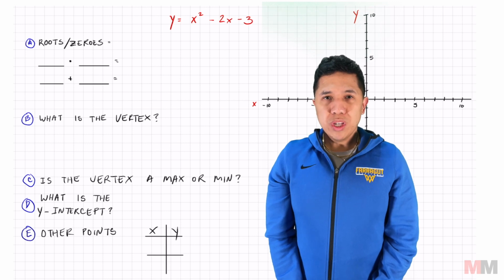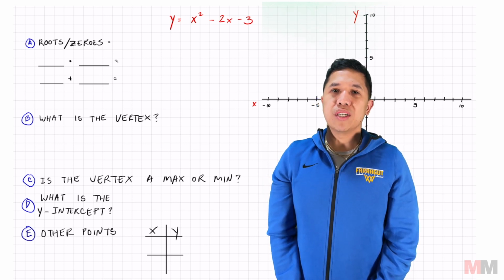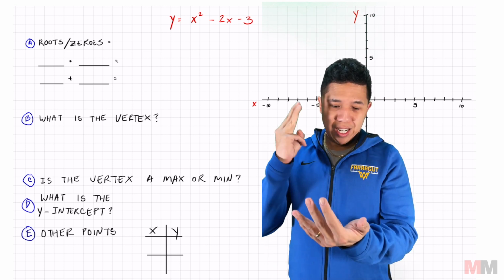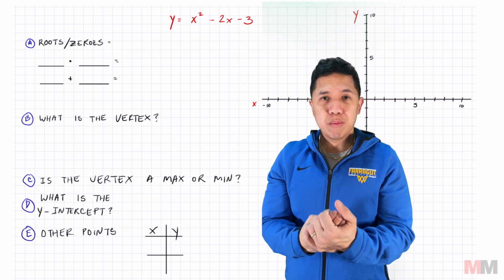In this episode, we are going to go over most of the important things about a quadratic equation. We're going to go over how to factor, how to find the roots, how to find the vertex, how to find the y-intercept, and how to make more points.